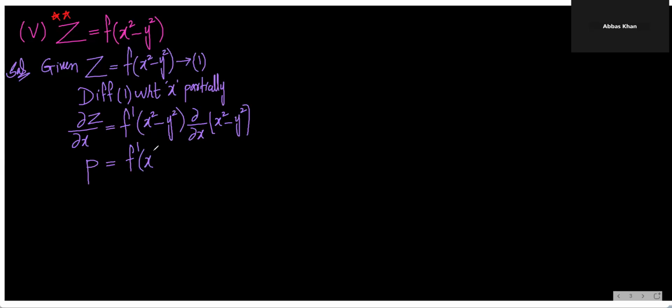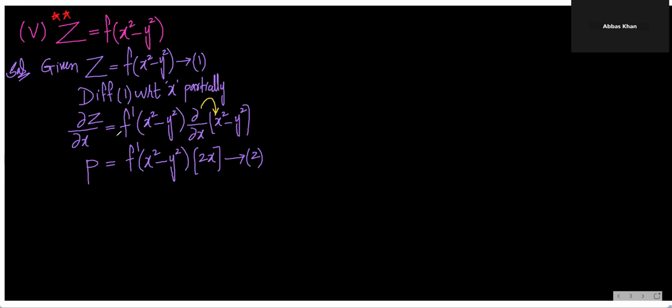f dash of x square minus y square into, since we are doing with respect to x, this derivative will go to this term only. So what's the answer? It is 2x. Correct? 2x minus 2y? No, that's not right, with respect to x. Yes sir, it should be with respect to x. This is equation 1, and 2.